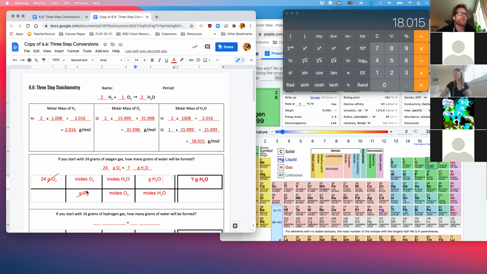Grams of O2, grams of O2, moles of O2, moles of O2, moles H2O, moles of H2O. I'm left with grams of water. I have grams of water. Dopey dope, no joke. That's a new one. I just came up with it.